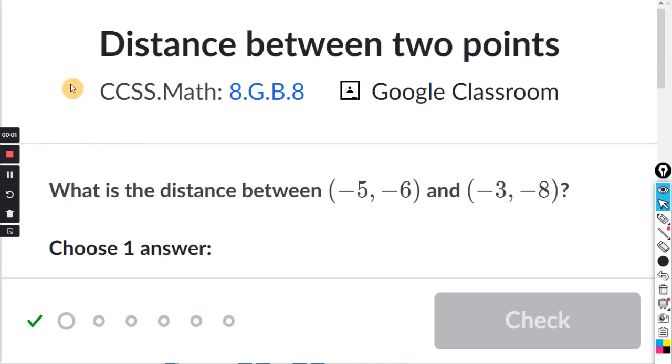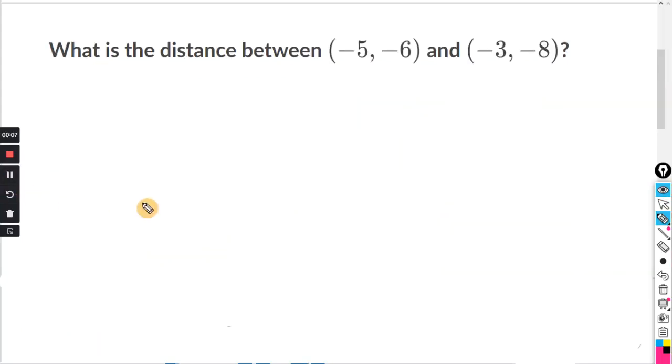This will be for the exercise, distance between 2 points. All right, so we have 2 points here, and the first number is always x, and the second number is always y. Okay, so I'm going to label the first point x1, y1, and the second point is going to be x2, y2.